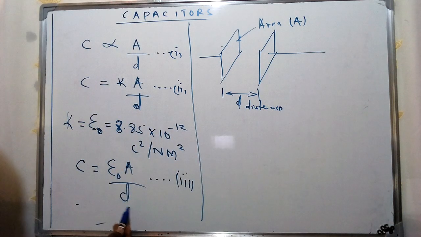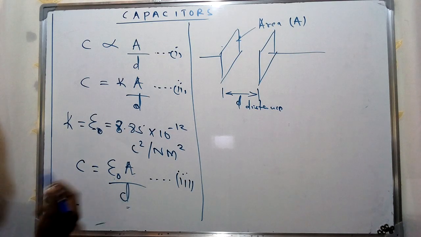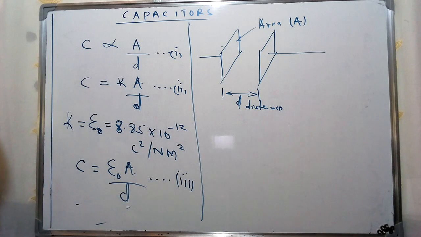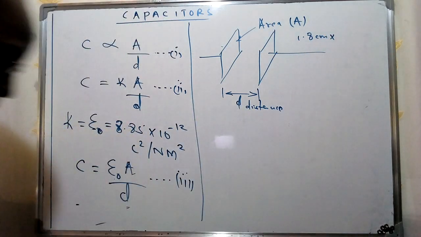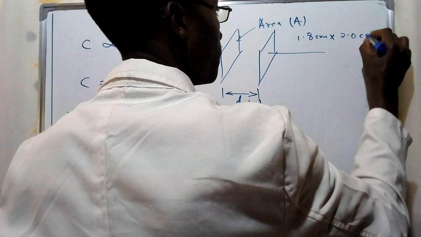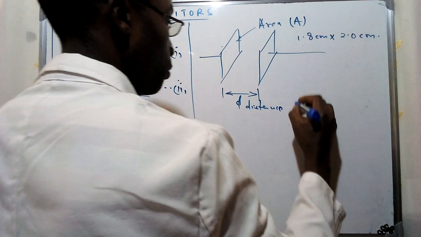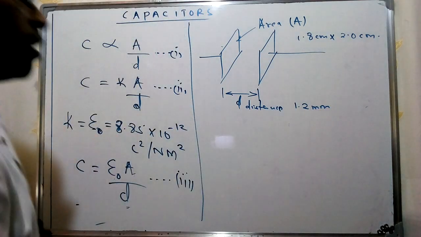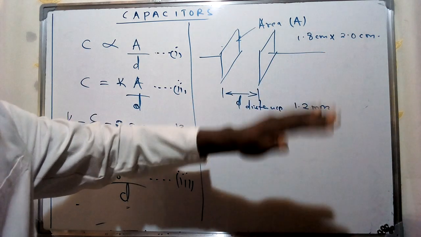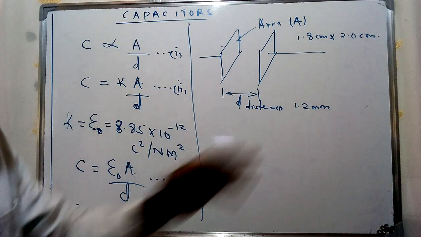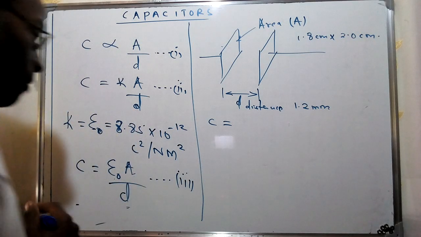So having been given the distance of separation and area, we can use this constant as one of the factors in order to calculate this particular concept of capacitance. Now, in this case, the area has been given as 1.8 centimeters by 2.0 centimeters, and the distance of separation has been given as 1.2 millimeters. So in this particular case, I like to emphasize the standard units which are being used especially for the area and the distance, and having taken care of that, we can evaluate this specific question set.